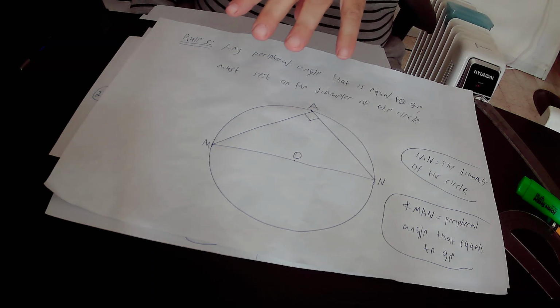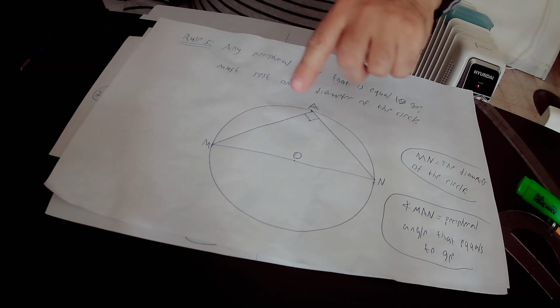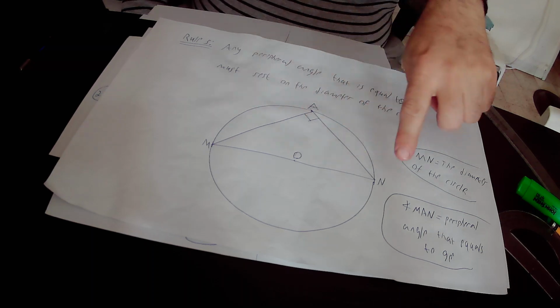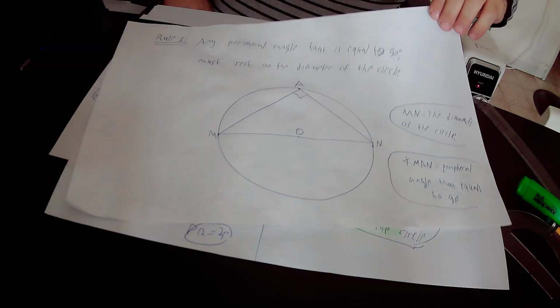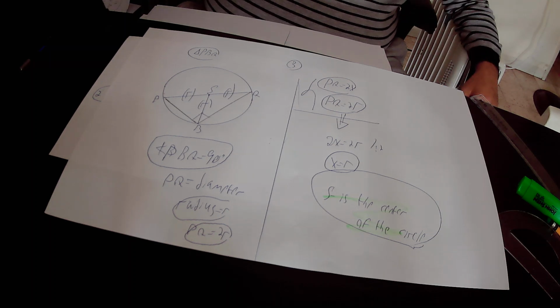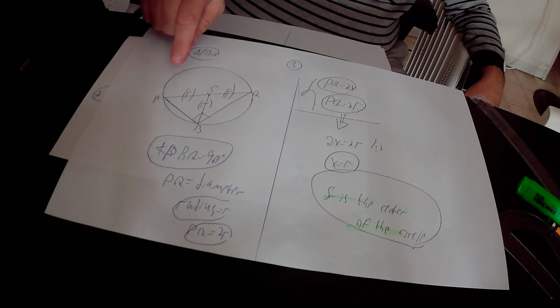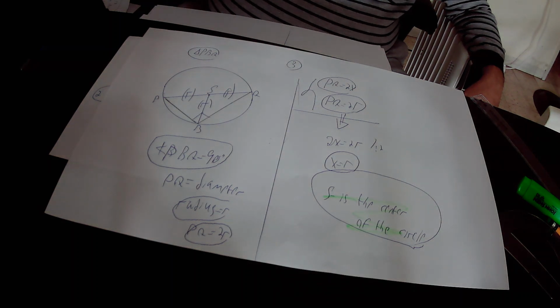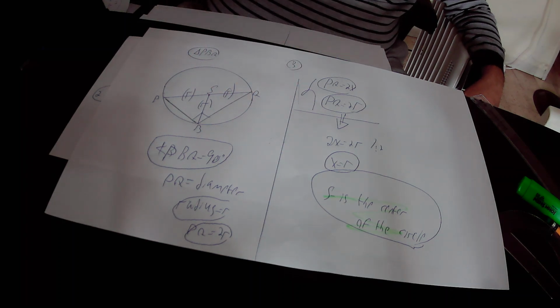Therefore, this peripheral angle MAN rests on the diameter of the circle. That is to say, MN is the diameter of the circle. We can actually implement rule number 5 in our drawing. Why? Because in our drawing we have peripheral angle PBQ that is equal to 90 degrees in size. Therefore, this peripheral angle PBQ rests on the diameter of the circle. That is to say, PQ is the diameter of the circle.